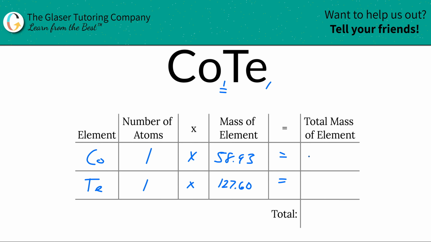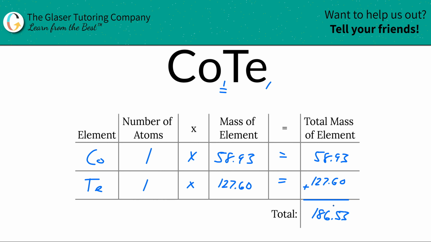Then to find the total mass of each particular element, we're just going to take the mass of that element and multiply by the number of atoms inside of that compound. So that was a total mass of 58.93 for cobalt. For tellurium, it was 127.60. That math is pretty straightforward. And then adding this column together, we'll find the total mass of the entire compound. So when we do that, we come up with a total of about 186.53.